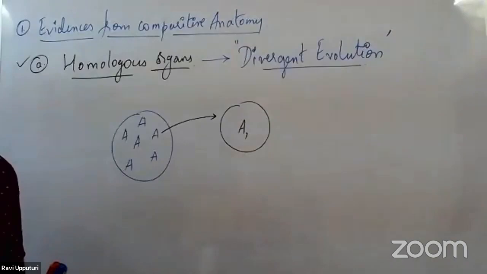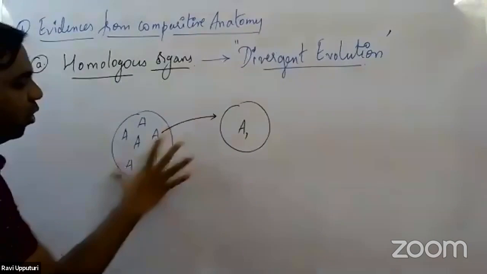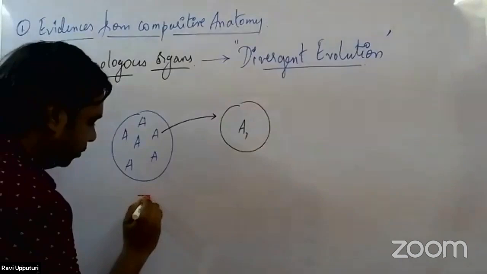Right? I have a whole theory with divergent evolution, right? Let me go through it once again very quickly. Say that a group of organisms are present in this particular habitat. Let us name this as habitat number one, right? In this particular habitat, habitat one.